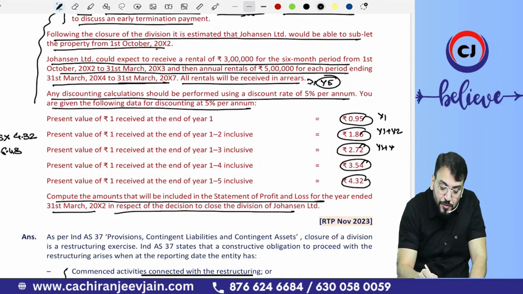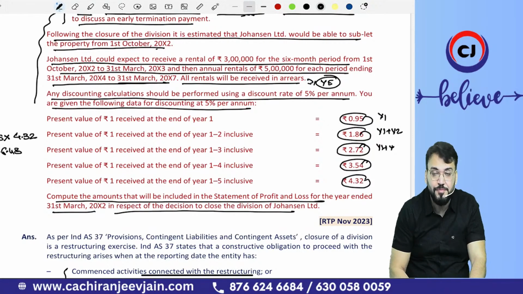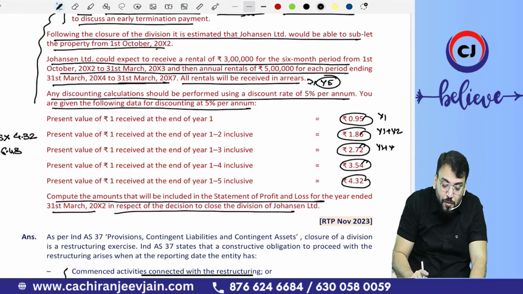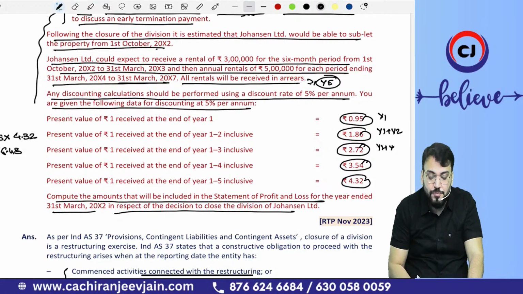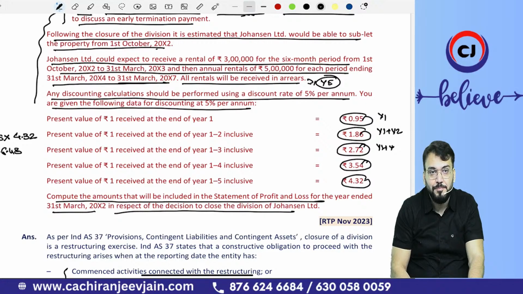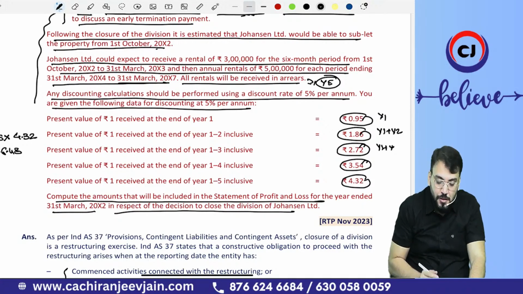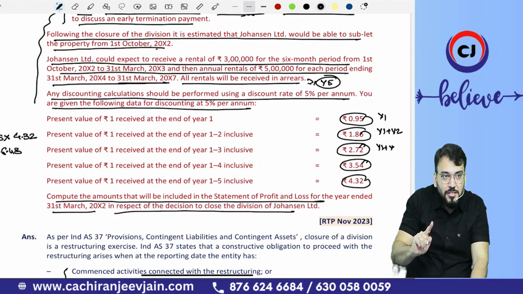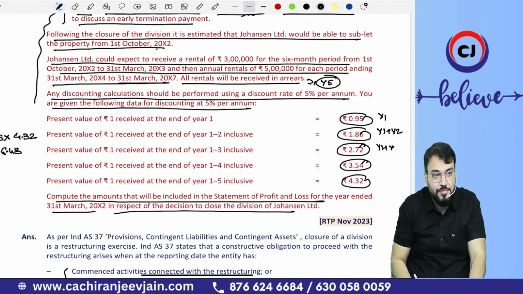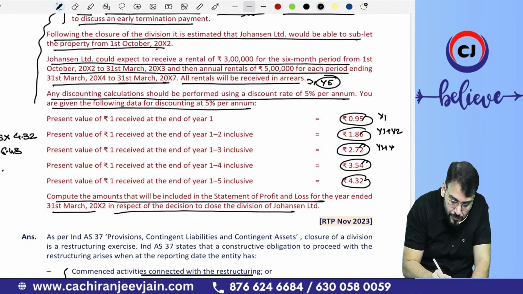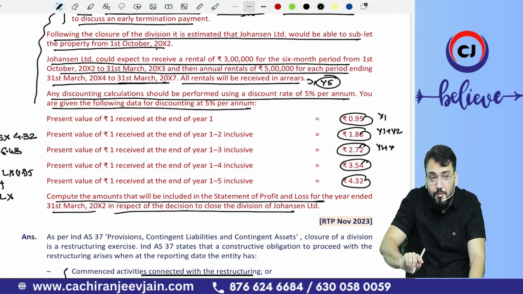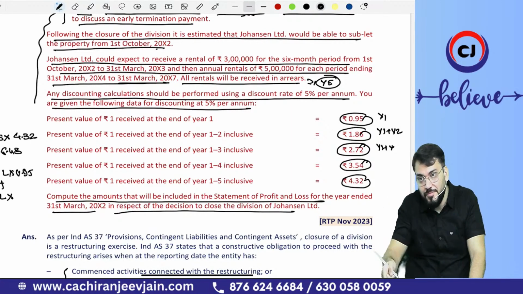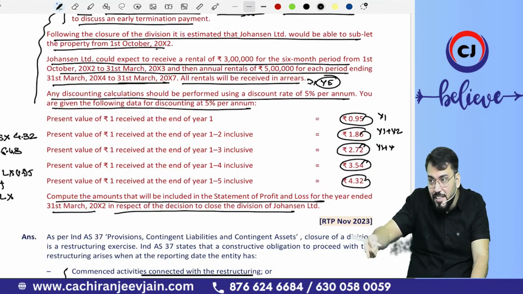Now the recovery is what? 3 lakh for the first 6 months. But it is starting from what? 1st October 2002. Correct. Tell me, that will be minus. This 3 lakh will be received at the end of the first year. So 3 lakh into what? 0.95, plus 5 lakh into what? This 5 lakh will be received at the end of the next 4 years. Next 4 years means second year, third year, fourth year and fifth year.